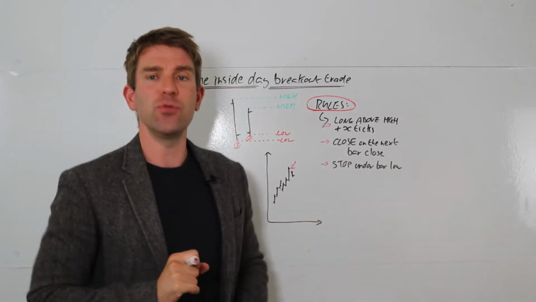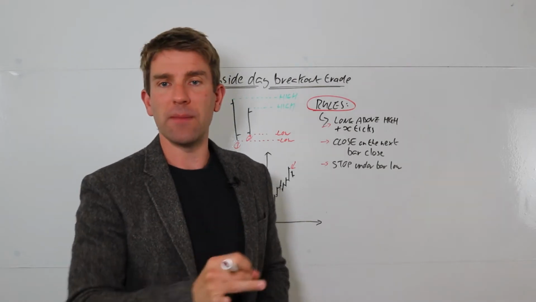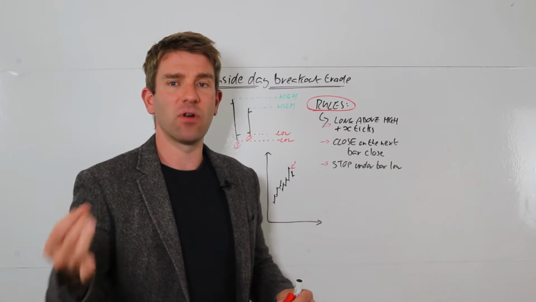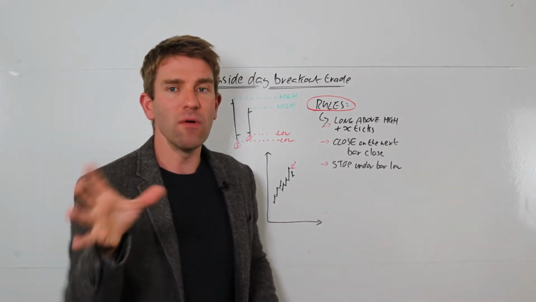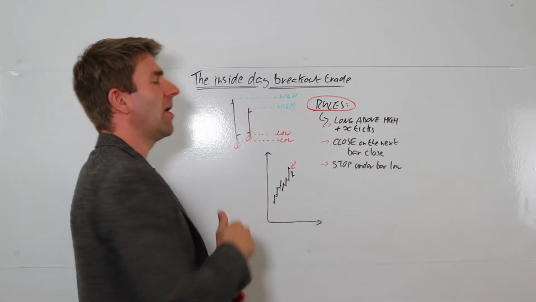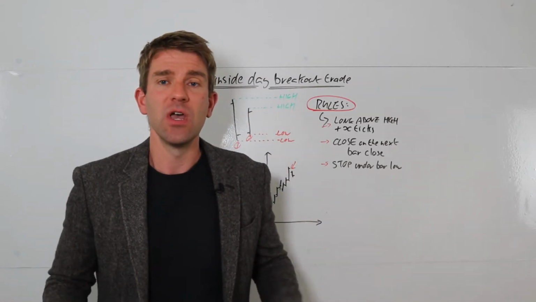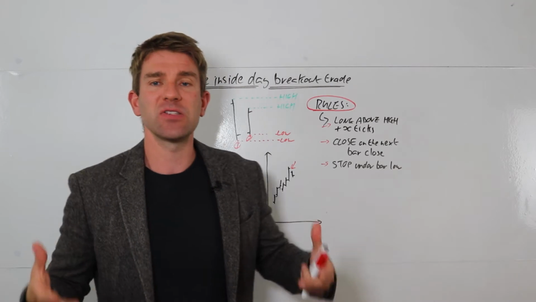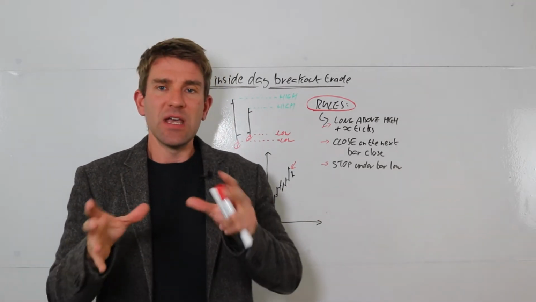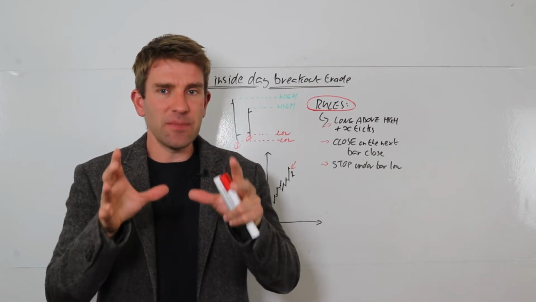Now, that few ticks or few pips is going to depend on the market you're trading and the volatility. But as a rule of thumb, if the range of the bar was 100 pips, you would say something like plus 10 pips. So maybe 10% of the range, maybe a bit less. Again, this depends on the volatility and what you're expecting.